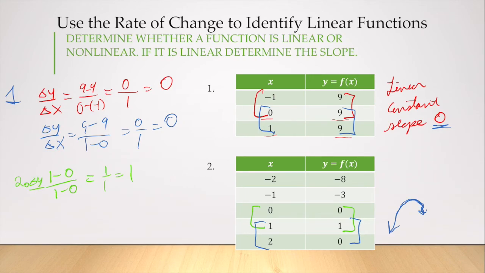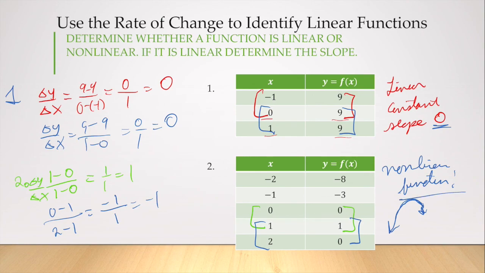Let's go ahead and compare the points in blue. I've got 0 minus 1 over 2 minus 1, which is negative 1 over 1, which is negative 1. Ah, right, that's not the same slope. So this is a non-linear function. And I'm pretty sure it's a quadratic. Like 99% positive. Let me drink more coffee and I'll let you know.